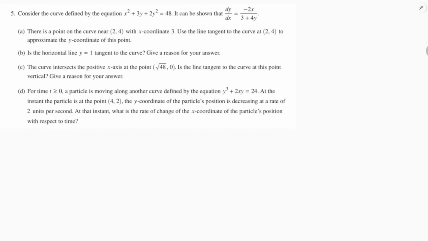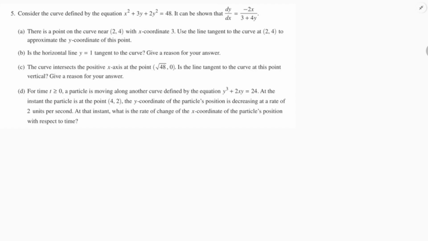Alright, welcome. In this video, I'm going to be working 2024 Calculus AB free response question 5, the implicit derivative question. So consider the curve defined by this implicit equation here, and it can be shown that dy/dx equals that fraction. There's a point on the curve near x equals 2 and y equals 4 with x coordinate 3. Use the line tangent to the curve at x equals 2 and y equals 4 to approximate the y coordinate of this point. That's an interesting one.